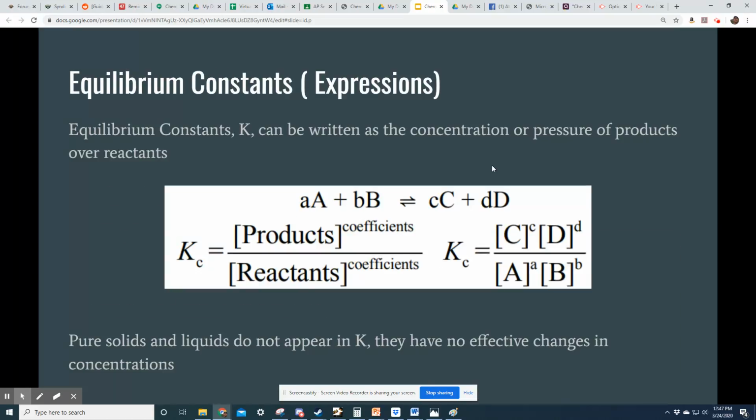Now, we express equilibrium through something called the equilibrium constant or the equilibrium expression. And it's written as the concentration of the products over the concentration of the reactants. And when we write equilibrium constants, we will not write any solids or liquids because they have no effective changes in concentration. But this value of K can tell me about the favorability of a reaction.